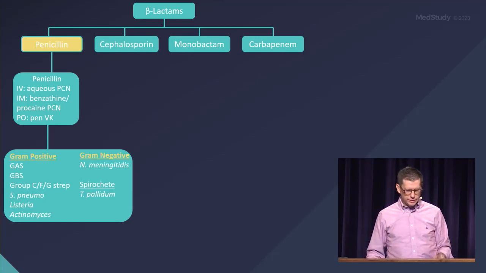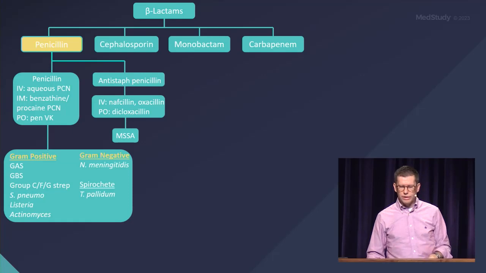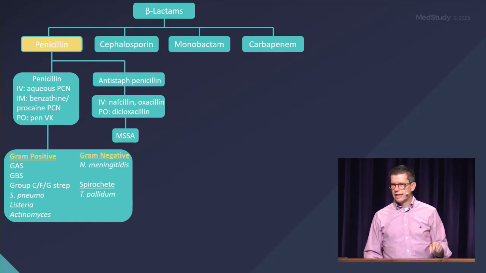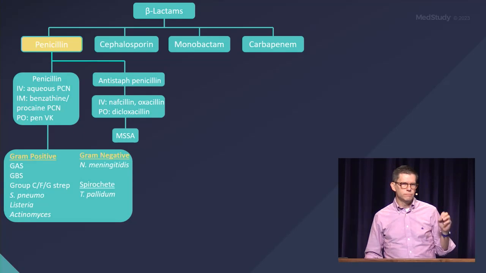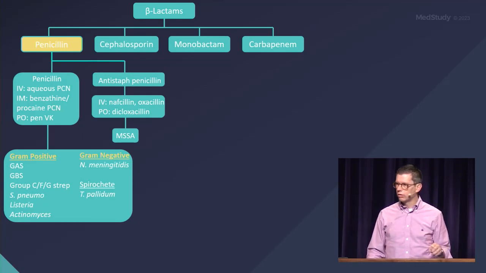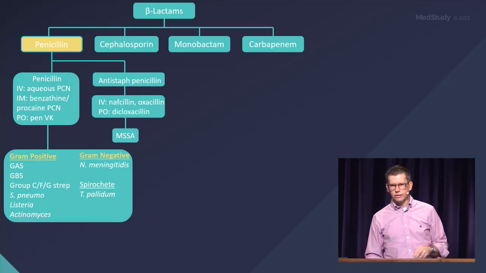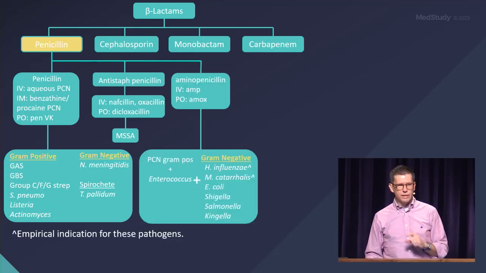So in addition to the penicillins, we also have the anti-staph penicillins, right? So this is your IV oxacillin, nafcillin, PO dicloxacillin. And their main function is MSSA. That's what they're really good for. You don't really use them for anything else. So very, very focused. Our third group is going to be the aminopenicillins.